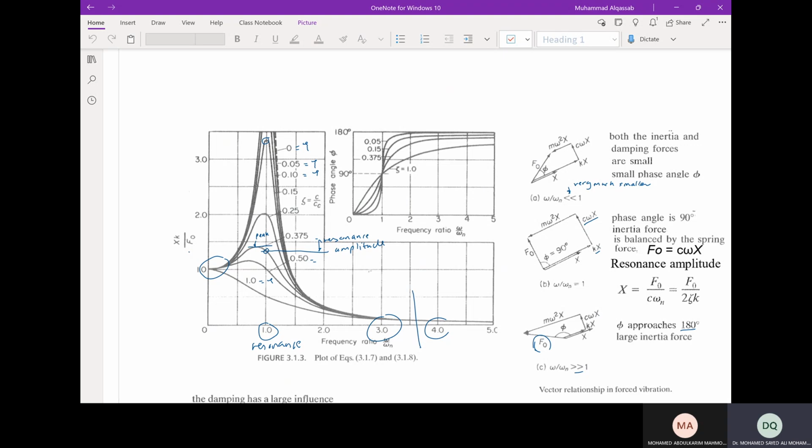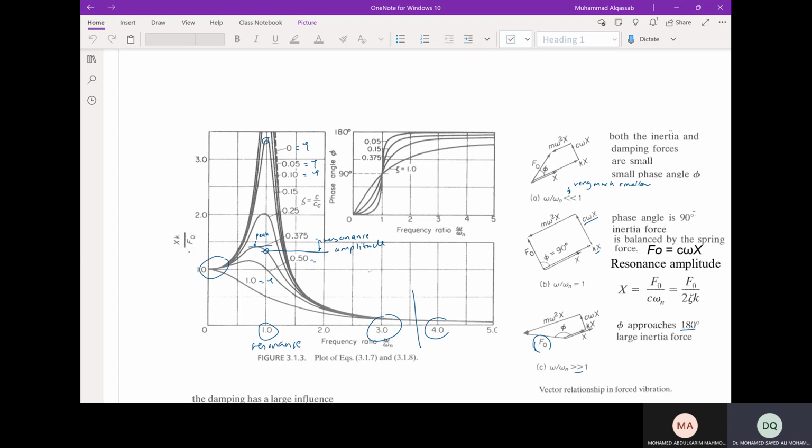And if omega over omega n is very much greater than 1, the phase will be almost 180, or it is approaching 180. The effect of damping is obvious at resonance. So it has no effect on the regions of omega over omega n close to 0 or very much greater than 1. The effect of damping is near resonance. So if you have a working condition at resonance, you should have a damper. That is one of the solutions.